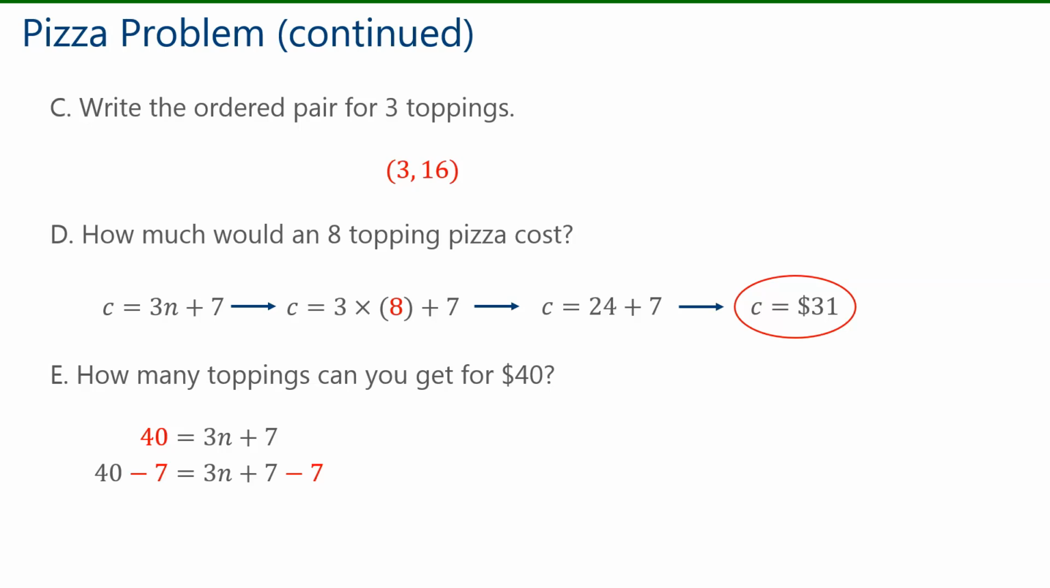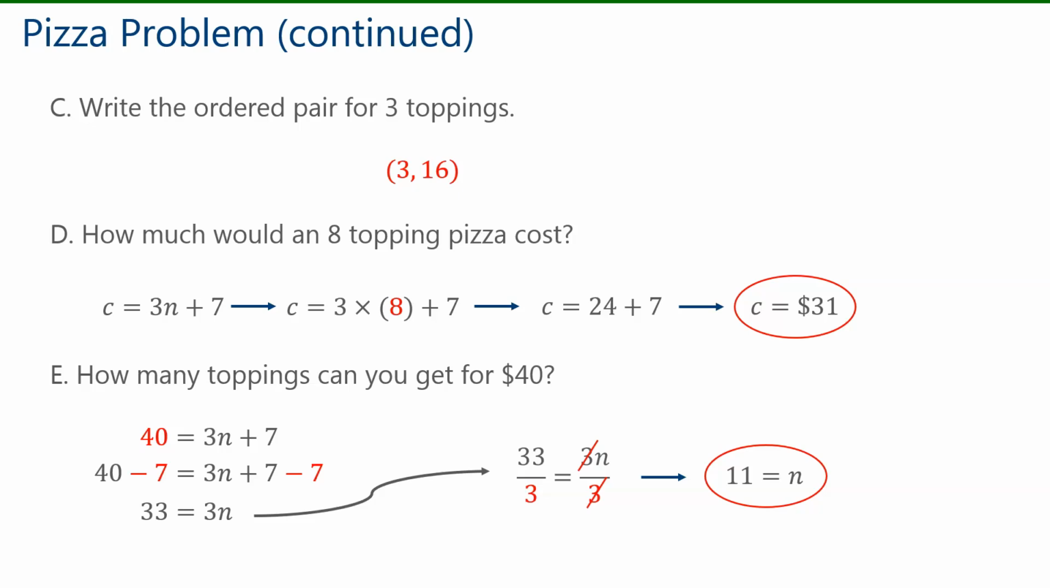40 subtract 7 is 33. And 7 subtract 7 on the right-hand side is 0. So we're just left with 3n. The opposite of multiply by 3 is to divide by 3. So we divide both sides of the equation by 3. On the right-hand side, the 3's cancel. And 33 divided by 3 equals 11. So for $40, you could buy a pizza with 11 toppings.